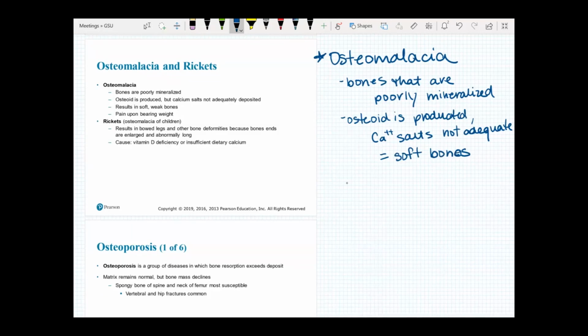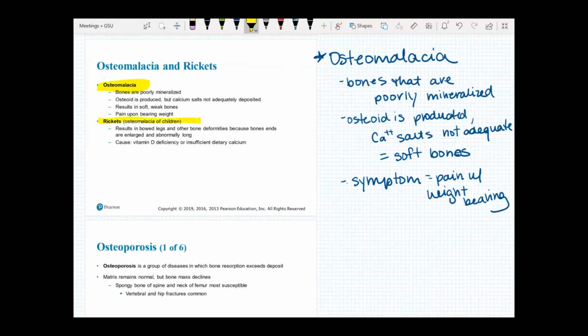So the symptom of this is going to be pain when you apply weight to the bone, because the bone is soft. So it'll be pain with weight bearing. That is going to be the primary symptom that you will see. So all of this for osteomalacia you need to know.